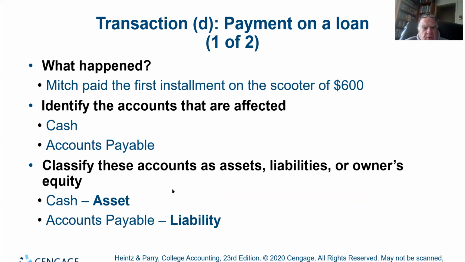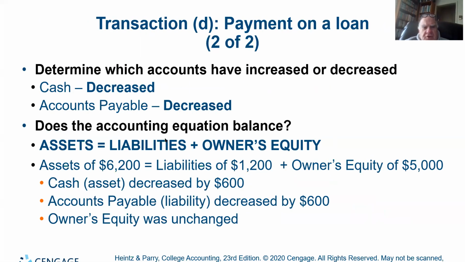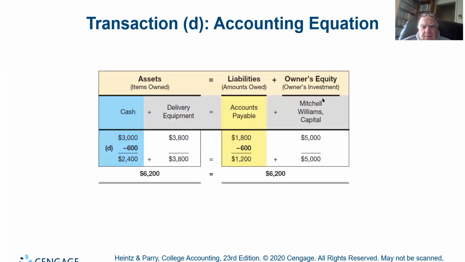So what happens here? We have cash and accounts payable. Cash is an asset, accounts payable, a liability. Let's see what happened here. Cash went down, and so did the accounts payable. We should still be in balance. Cash went down by 6. Payable went down by 6. So let's take a look.